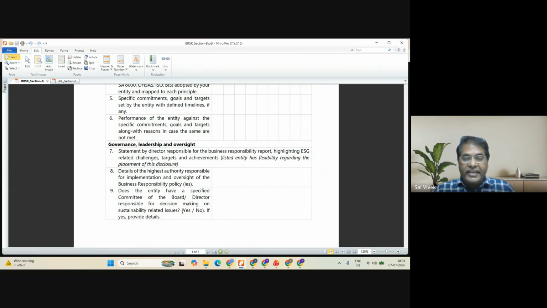Now, this next question, 8, details of the highest authority responsible for implementation and oversight of the business responsibility project policy or policies. So who is the highest authority? Is this the CEO or the director or the CFO? Who exactly is responsible for implementation and oversight? That clarity should be there. That hierarchy should be there.